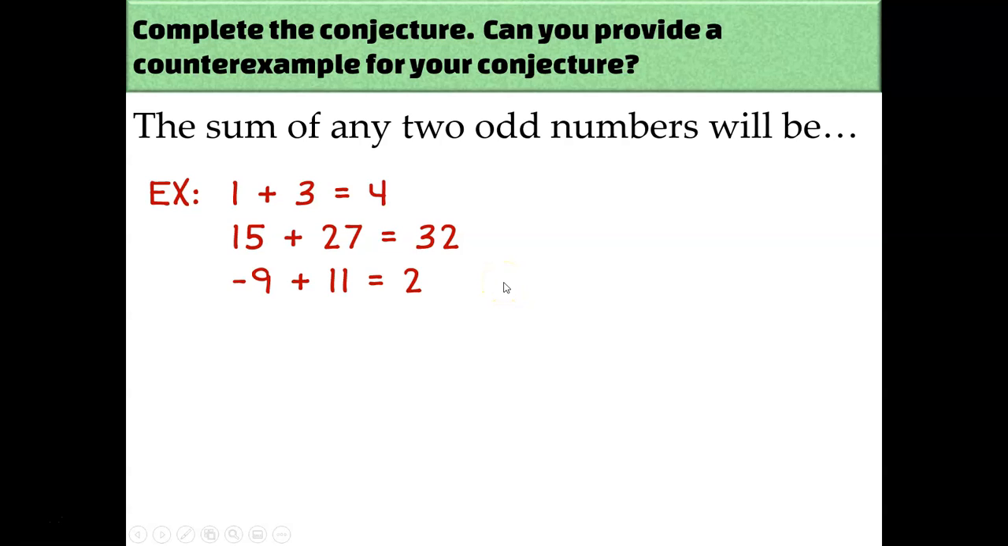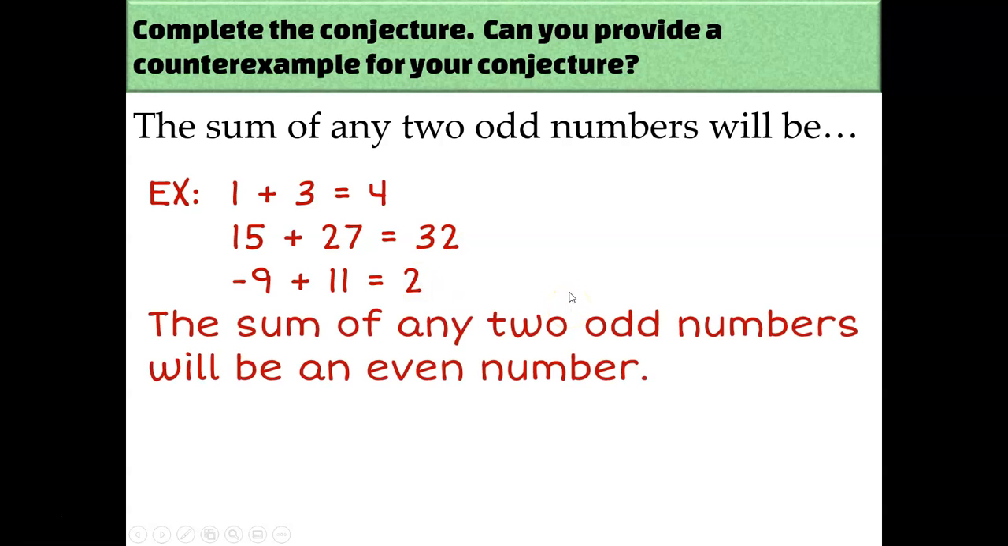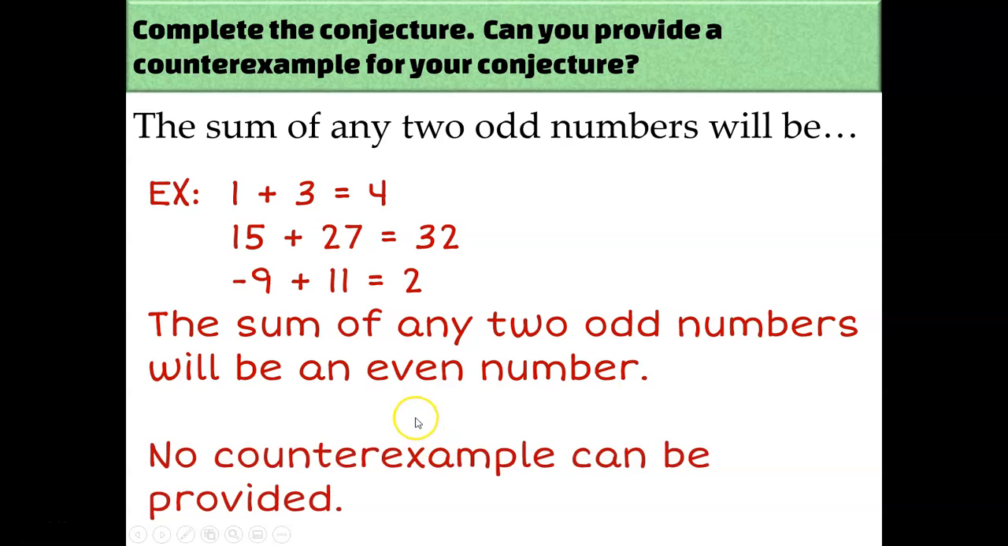If not, then keep adding odd numbers together until you do notice a pattern amongst your answers. But maybe by now you already saw it. All of our answers so far have been even. The sum of any 2 odd numbers will be an even number. And no matter how many of these examples you come up with, you'll never be able to prove that wrong. That's actually just a fact. There is no counterexample that can be provided because it's true. The sum of any 2 odd numbers will be an even number.